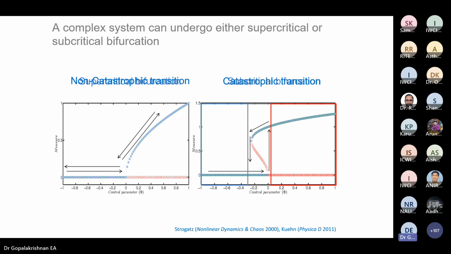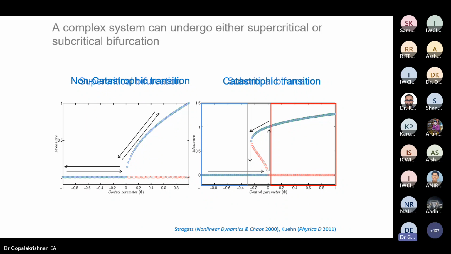Now what do these blue circles and red circles mean? Blue circles indicate stable states and red circles indicate unstable states. As I explained two slides before, there could be stable states and unstable states. Stable states are those where, if you are perturbed, you will come back to them. Unstable states are the ones where, if you are perturbed, you will go away from them. So the blue ones represent the stable ones, and the red one represents the unstable one.